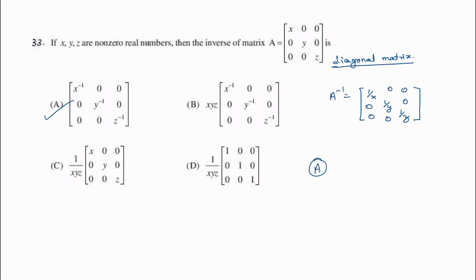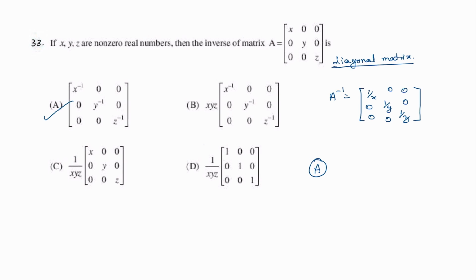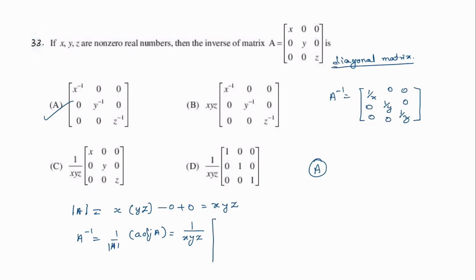Or if you don't remember, you can find by the adjoint method. To use the adjoint method, we have to first find the determinant value of A. So expanding along the first row, we get x times yz. The other two terms are 0. The determinant value is xyz. A inverse is 1 by determinant of A times adjoint of A. Determinant value is xyz. Let us write the adjoint.